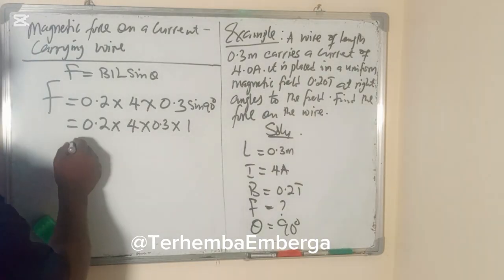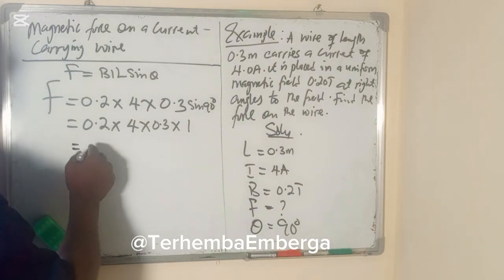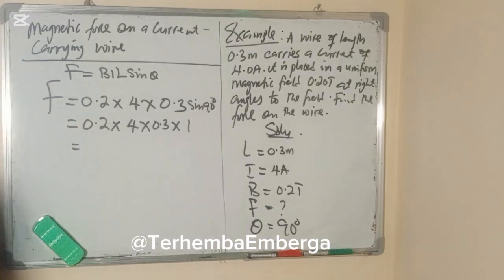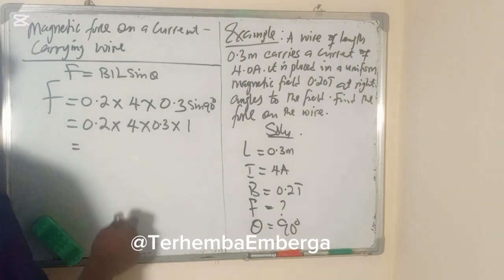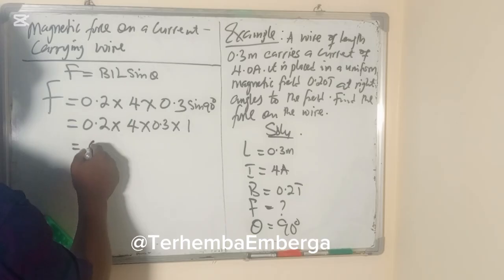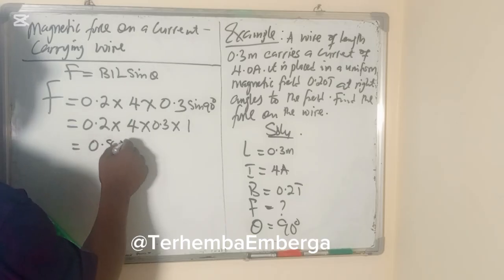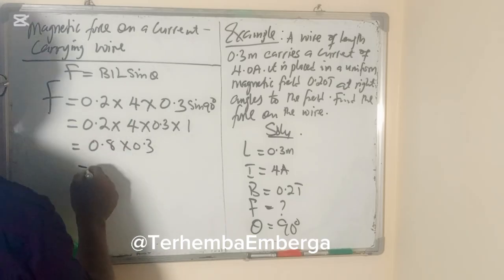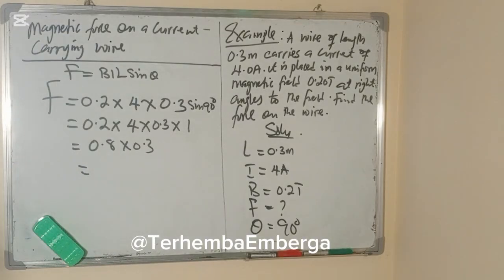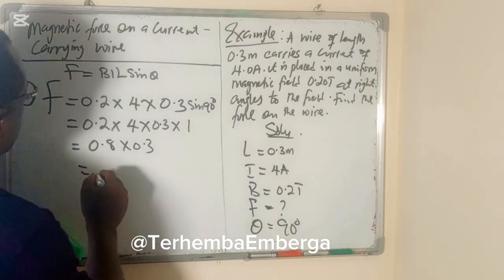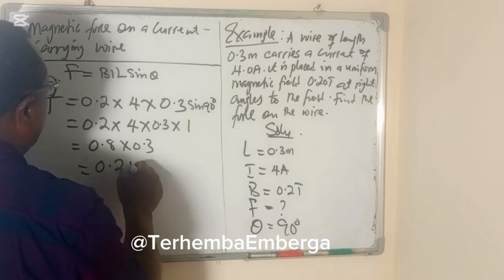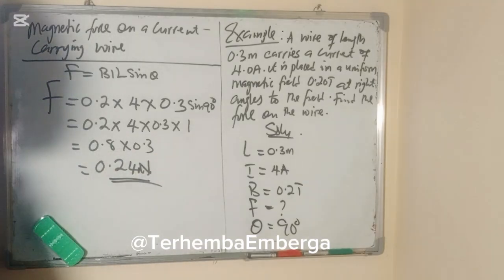So if you multiply this, you will have 0.8 times 0.3. And if you work that out, we'll have 0.24 Newton. As simple as this.